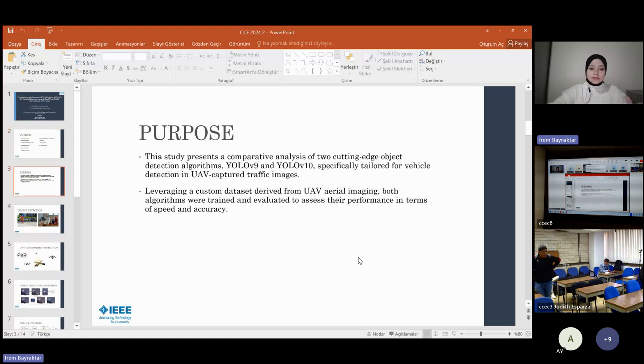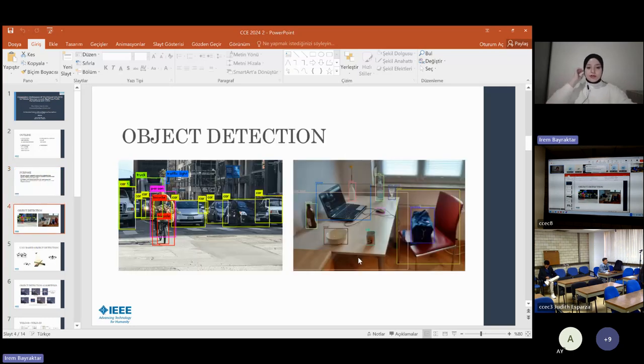In this study, our purpose is to find which model, YOLOv9 or YOLOv10, can be used more efficiently in UAV-based real-time vehicle detection. Real-time vehicle detection is very important because if there is a crash or any other bad situation, we can control it. Also, we can control the traffic with the UAV systems in a very short time. So we can continue with what object detection is.